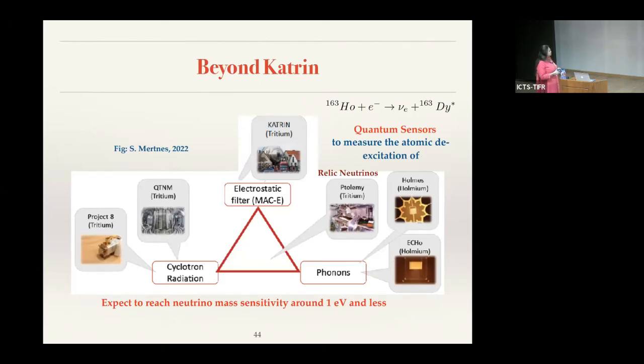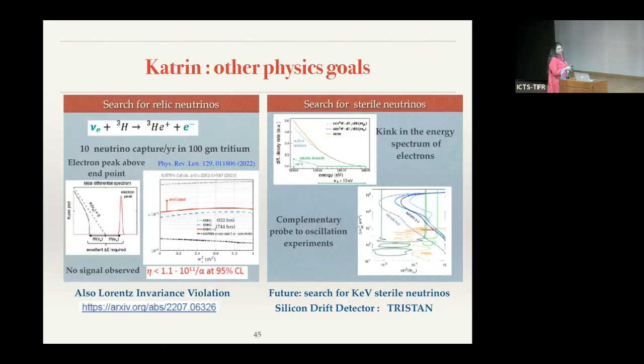There is also Project 8. KATRIN can have other physics goals. It can search for relic neutrinos. They have given their first result doing a peak search. Also from the kink, they can search for sterile neutrinos. That also, results have been published for KATRIN, this data which they published in 2019. And they are also planning future searches for keV sterile neutrinos.